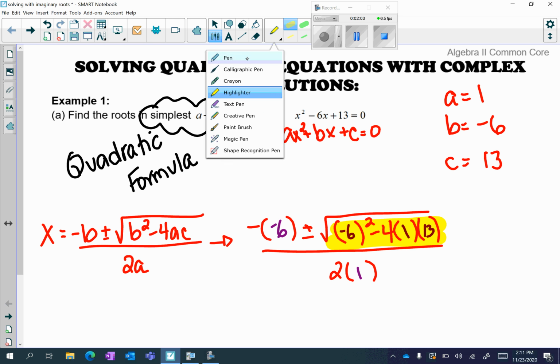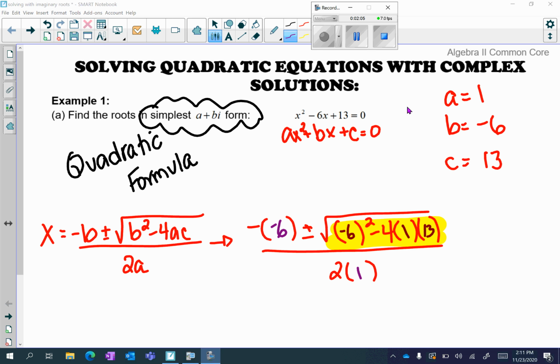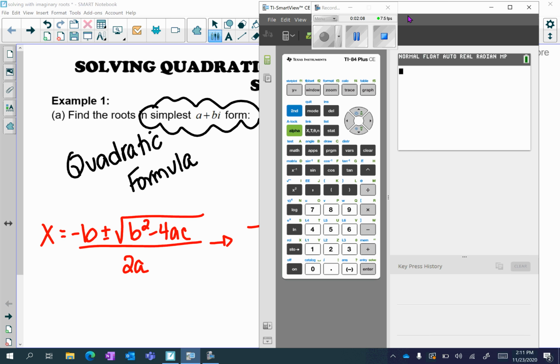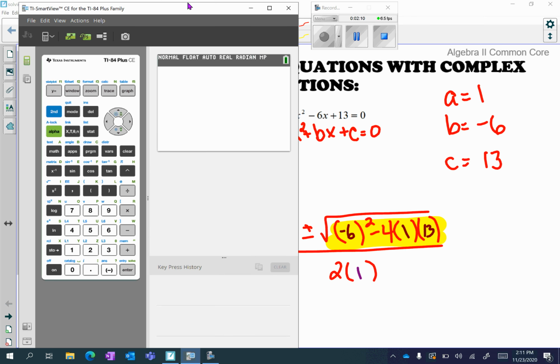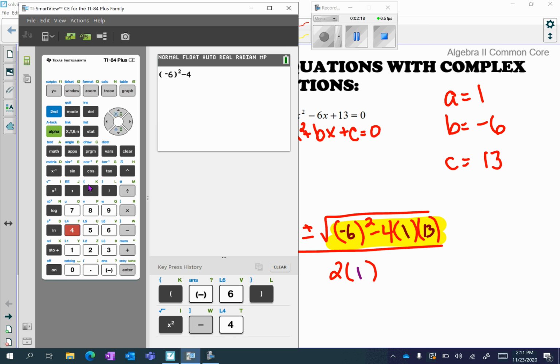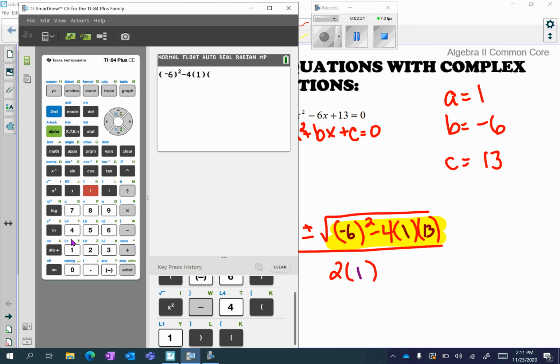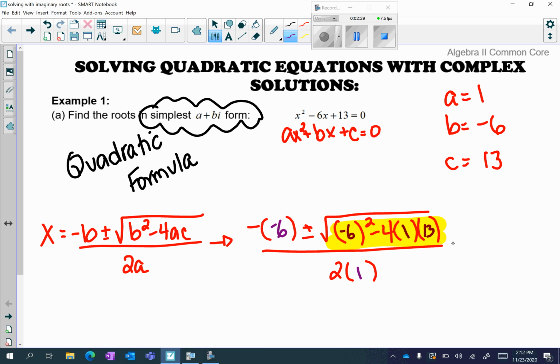So I am going to open up my calculator. I'm going to move it over here so you can see both. In the home screen, open parentheses, -6, close parentheses squared, -4 times 1 times 13. We get -16. So a -6 gives me a +6 plus or minus the square root of -16 over 2.